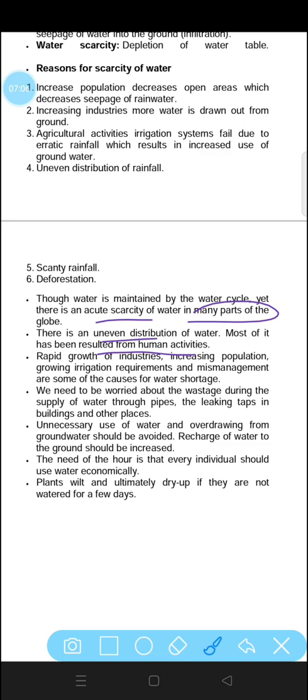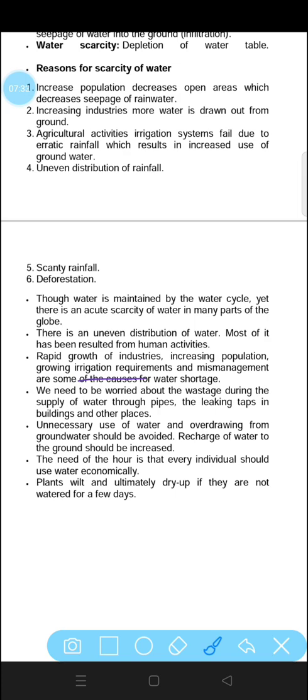Next, rapid growth of industries, increasing population, growing irrigation requirements, and mismanagement are some of the causes of water shortage. There are different causes for water shortage. These are rapid growth of industries, population that is already increasing, irrigation requirements, and mismanagement. They all are leading to water shortage.